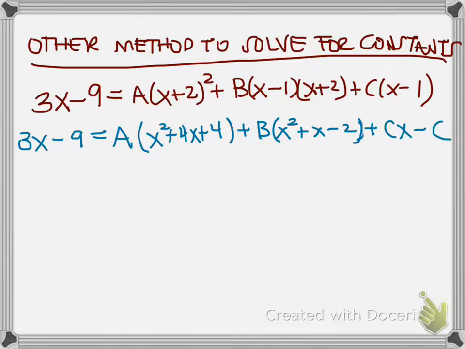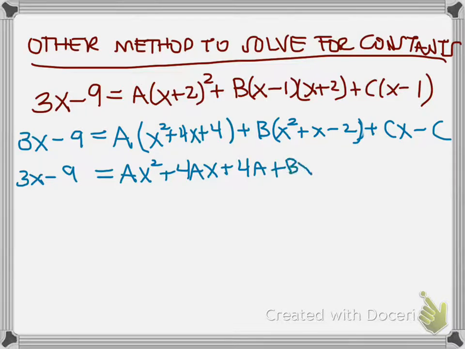We keep going, and there's a reason why I'm writing 3x minus 9 on every line instead of just putting equal signs all the way down. You'll see in a minute. So we'll have Ax squared plus 4Ax plus 4A plus Bx squared plus Bx minus 2B plus Cx minus C. So we've multiplied everything through, and now what we need to do is group together.